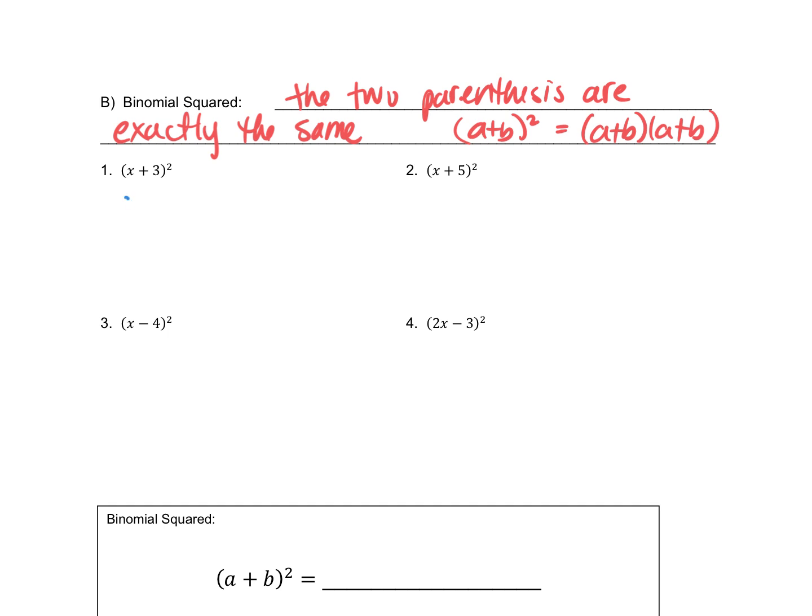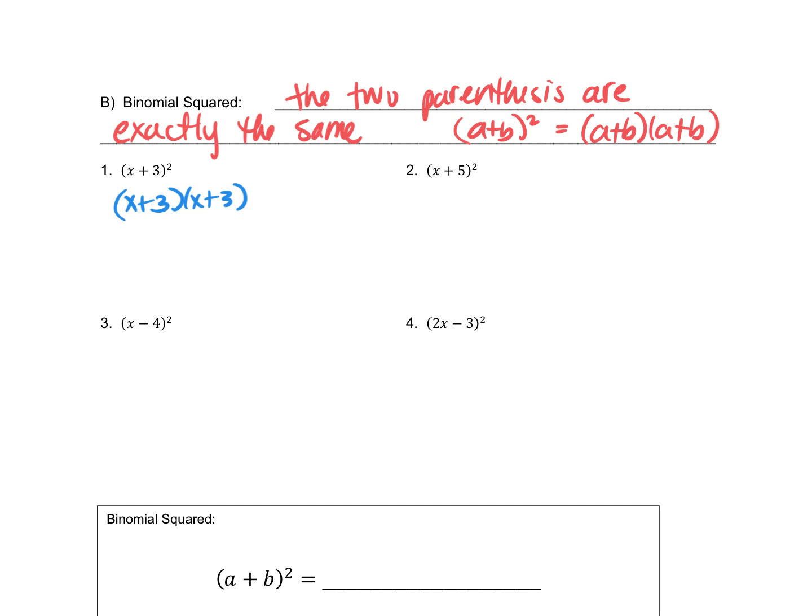the very first thing I want you to do is rewrite it. Because if you don't, the chances of you making a mistake and getting it wrong are very high. Now, once you've done this, you FOIL.